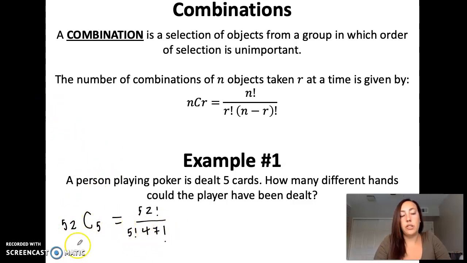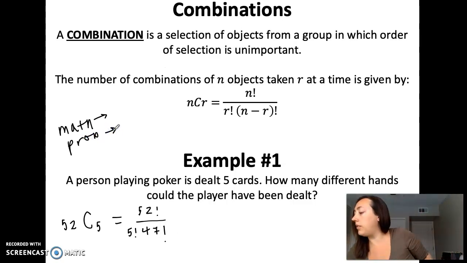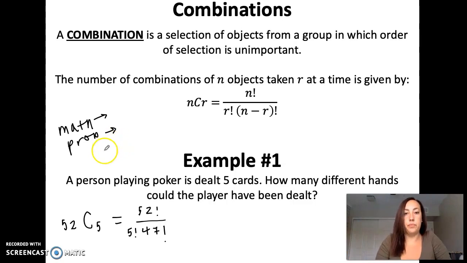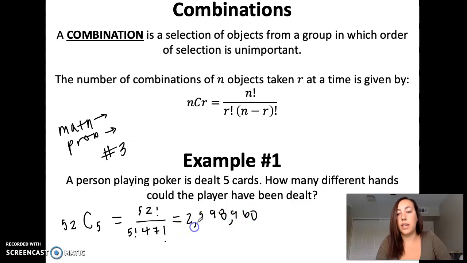Your calculator also has a combination function in it. If you go to math and then probability, you'll see that function. It's number 3. So you can use that function as well. So 52 choose 5, we get 2,598,960. So a lot of different possible hands that we can deal in poker.